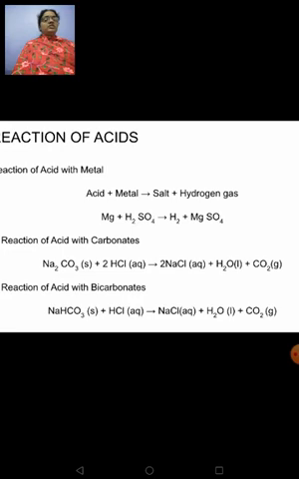For reaction of acids with carbonates, I have given the example of sodium carbonate with hydrochloric acid. It forms sodium chloride, which is a salt, water and carbon dioxide gas. Similarly, with bicarbonates, that is sodium bicarbonate, NaHCO3, when it reacts with hydrochloric acid, it forms sodium chloride, water and liberates carbon dioxide gas. So you should be thorough with the theory part of this. When acids react with metals, it will produce salt and liberate hydrogen gas. When reacting with carbonates or bicarbonates, it will form the corresponding salt, water and liberate carbon dioxide gas there. Okay.